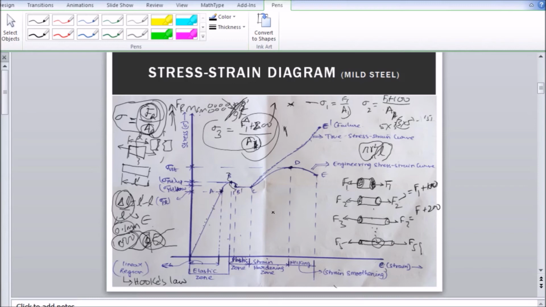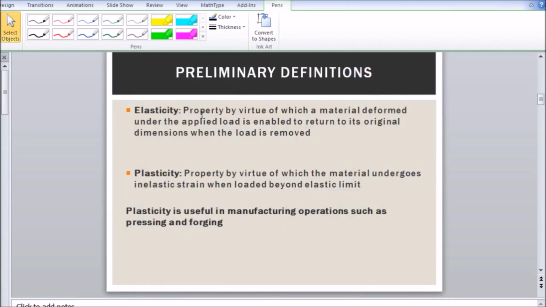Now one thing we need to discuss after this: elasticity. In the elastic zone, elasticity is the property by virtue of which a material deformed under the applied load is enabled to return to its original dimensions when the load is removed. That's what I was telling. Plasticity, anyway, is the property by virtue of which the material undergoes inelastic strain when loaded beyond the elastic limit. So this plasticity we will discuss only when the yield point is crossed. Beyond the elastic limit means the yield point has to be crossed. So that plasticity we will not read here in strength of materials.